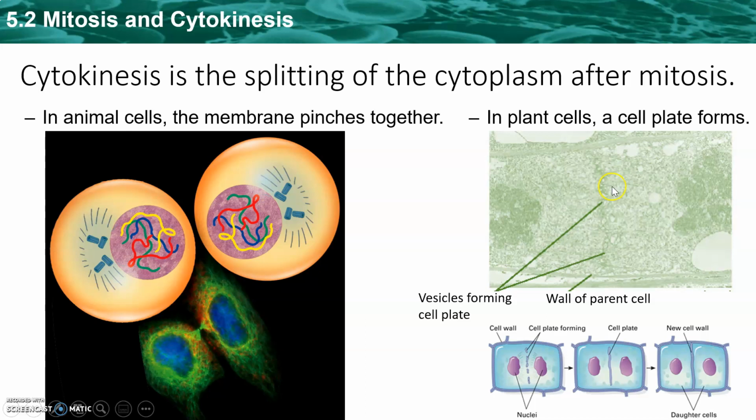Now, in a plant cell, it's a little bit different. Remember that plant cells have a cell wall outside of their cell membrane. So they basically need to build a brand new cell wall in between these 2 daughter cells. And they do that by depositing vesicles filled with cell wall material. And it's basically just like building a wall between the 2 cells. So in an animal cell, we just pinch off the cytoplasm, and in a plant cell, we build that new cell wall between the 2 daughter cells. As it's forming, it's called a cell plate, and then once it is complete, we call it a cell wall.